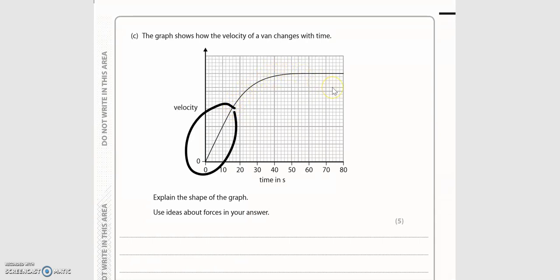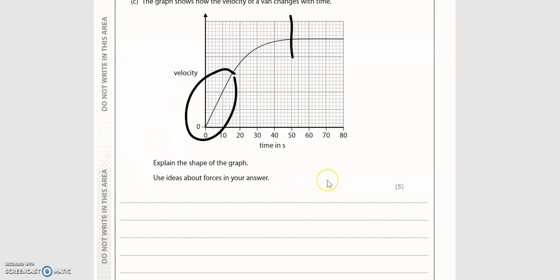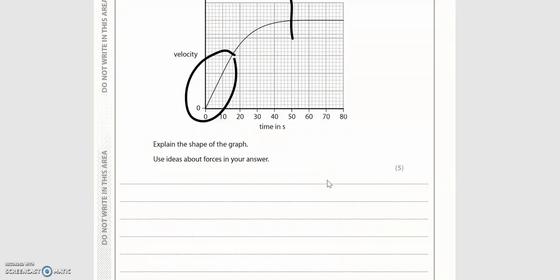And the reason you can tell that is because the graph is getting less and less steep, until eventually, after 50 seconds, it's now going at a constant velocity. So from 50 to 80 seconds, the forces must be balanced because the van is not accelerating any longer. So basically that's explaining the shape of the graph. And it has to be explained, so you need to not only state what the graph's doing, but state why.